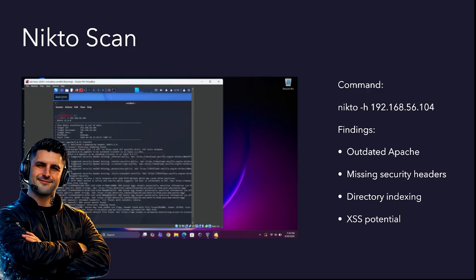Nikto was used for web server vulnerability scanning. The results showed outdated Apache and PHP versions, missing security headers, and directory indexing enabled. Missing headers like Content Security Policy increase exposure to attacks such as cross-site scripting. These misconfigurations are often overlooked but provide attackers with valuable entry points.